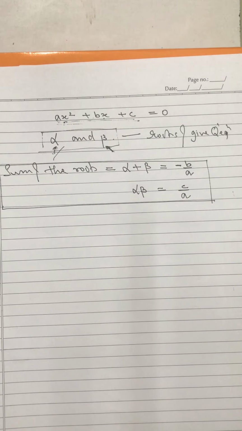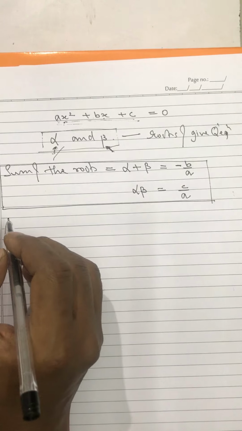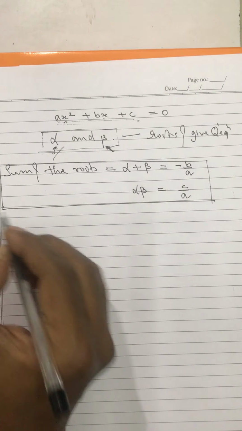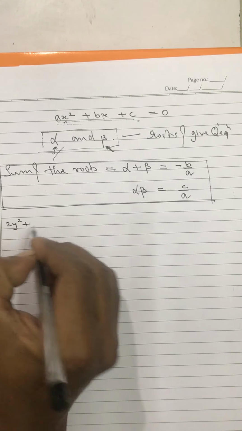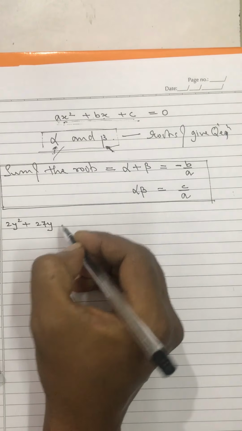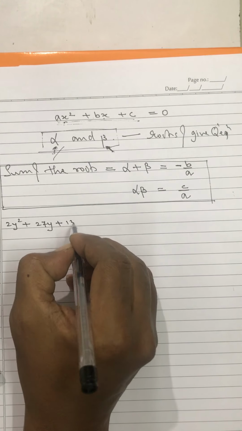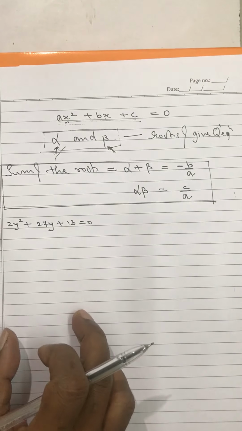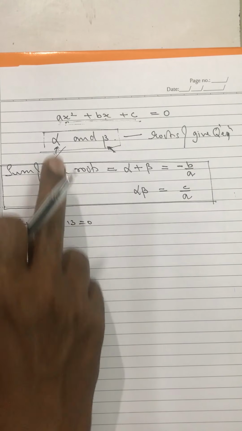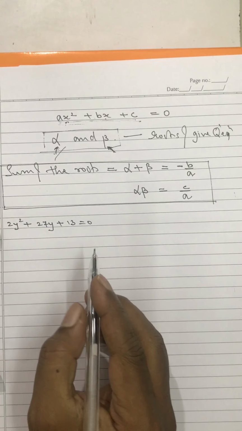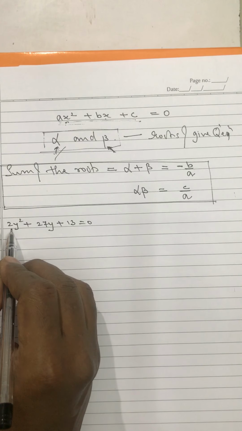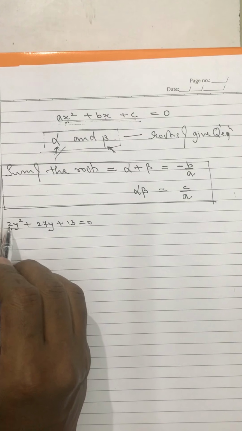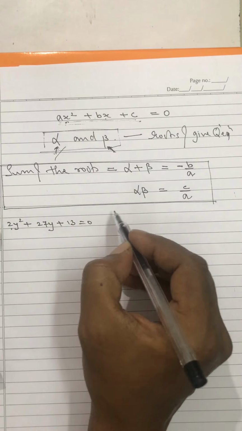Now let us take a look at these examples. See here, 2y square plus 27y plus 13 is equal to 0. Okay, this is one quadratic equation. Now if I have this quadratic equation, I can find alpha and beta. Alpha and beta will be the roots. So what will be the roots? Supposing I go to solve this, of course I will have to find the roots.